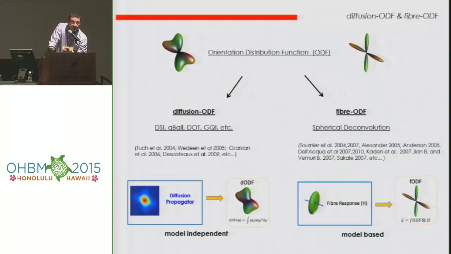So given a fiber response, if we take our donuts as a model for fiber, and we want to see how this donut is fitting in our HARDI signal. If we have this model, what we get as an output is the fiber orientation function.